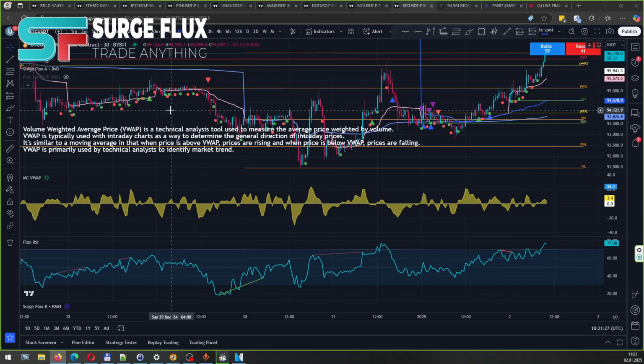So VWAP is not really an oscillator. It's a trend following indicator that is used to determine the average price of an asset weighed by trading volume over a specific period.